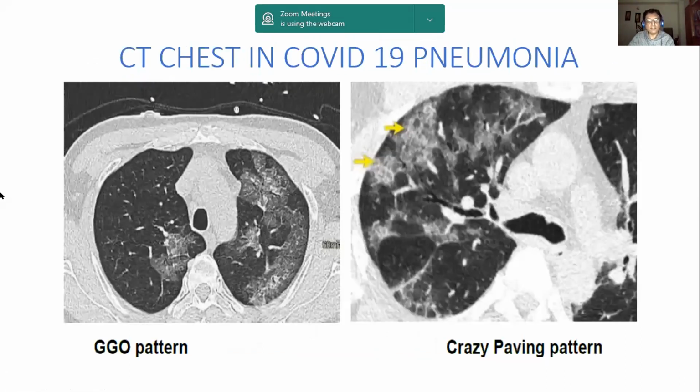And this is a CT scan. It shows peripheral ground glass opacity bilaterally. And there is also a relatively uncommon pattern, the crazy paving pattern. Though we don't advise the CT scan always, it is justified to do the CT scan.